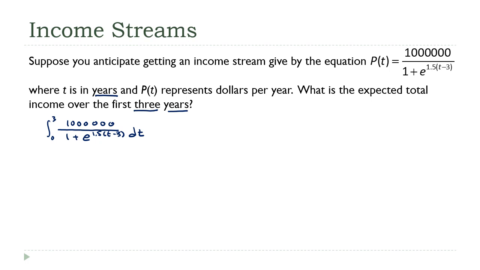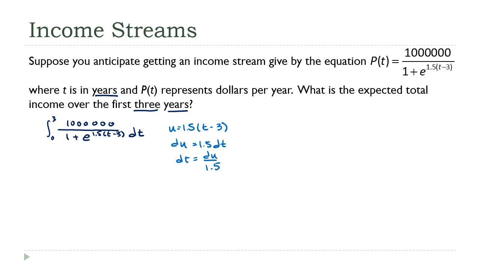Okay, so here's what I'm going to do. There's going to be a couple of interesting little twists to this. First, I'm going to do just a quick substitution. I'm going to let u equal 1.5 times t minus 3. And that's going to turn that e to that kind of weird exponent into just e to the u. So this means du is 1.5 dt. So dt is du over 1.5.